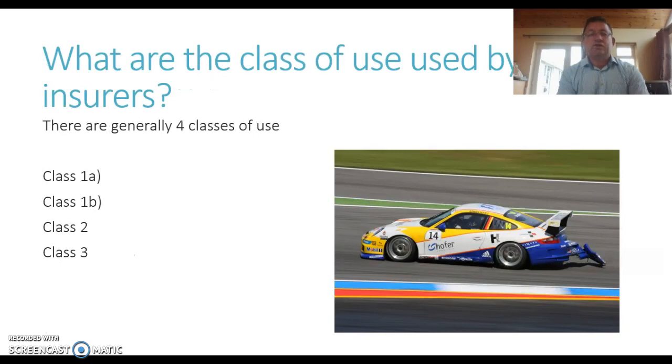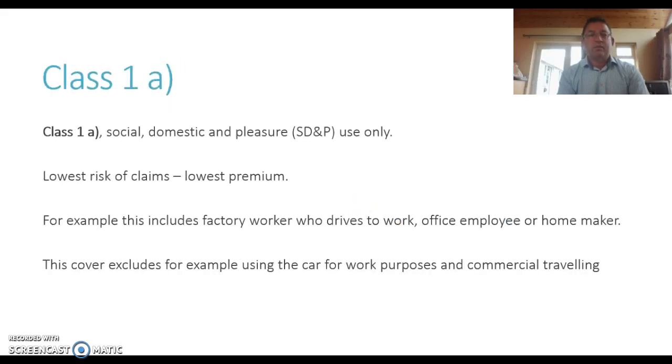So insurers generally use four different classes of use: Class 1A, which is also known as SDMP cover, Class 1B, Class 2, and the highest class, known as Class 3. In this video, we will look at each of the covers and explain what is covered under each. The first area that we look at is Class 1A. Class 1A is social, domestic and pleasure use only. So it's the lowest risk of a claim.